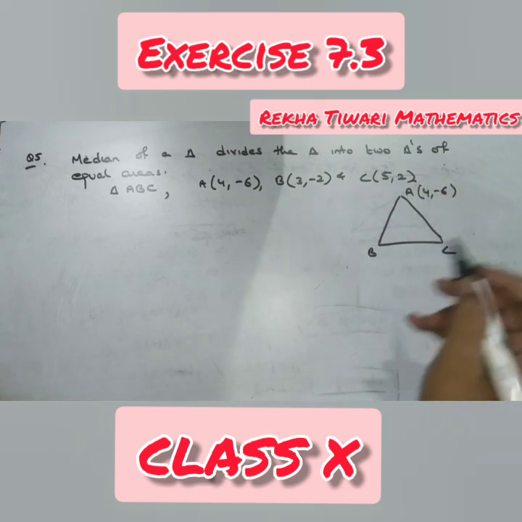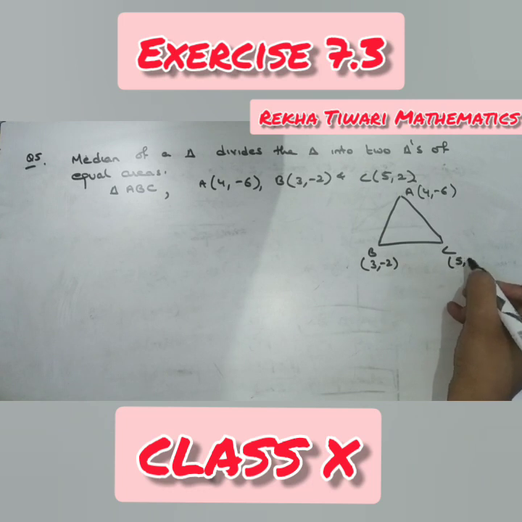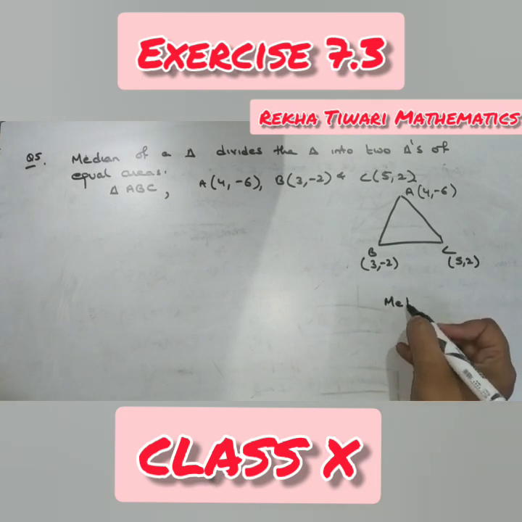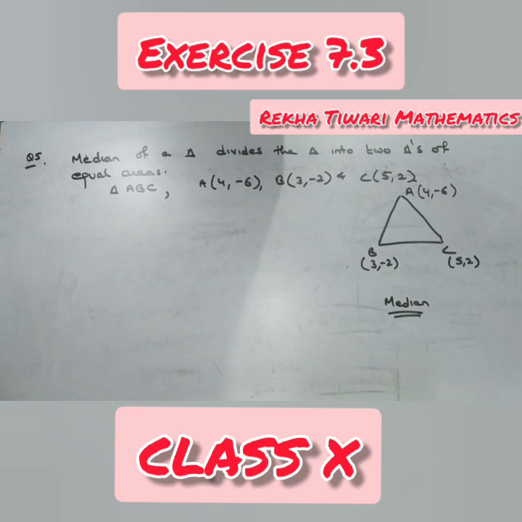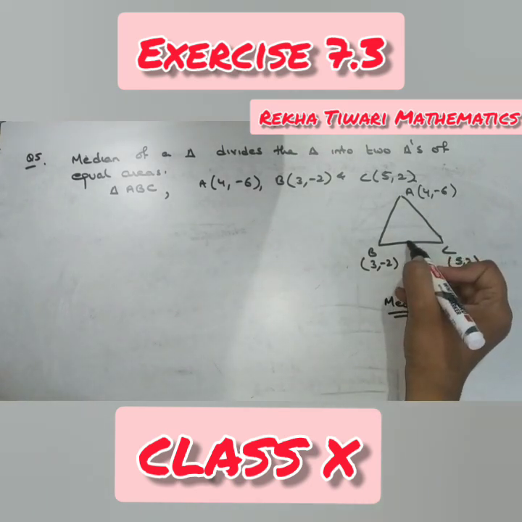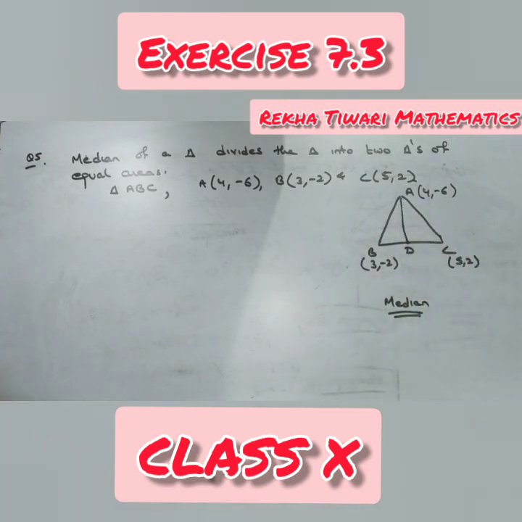A is (4, -6), B is (3, -2), C is (5, 2). Median. Now the term median. What is median? Median is a line joining the midpoint of the base to the opposite vertex. So if D is the midpoint of BC, AD is called the median.